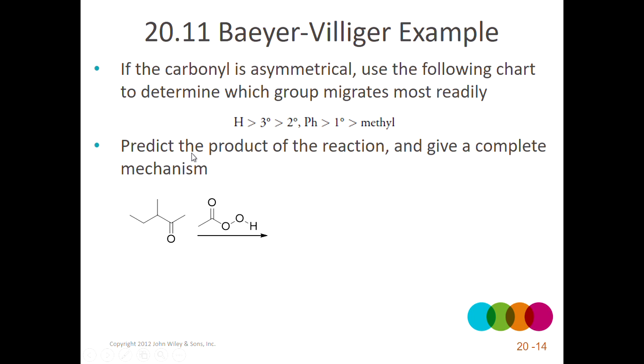So when it comes to which groups are most able to migrate, this is the order that shows which groups are most likely to migrate. This is on your formula sheet. So hydrogen is greater than tertiary, greater than secondary, etc. That means hydrogen migrates the easiest, most readily. Then a tertiary R group, then a secondary R group, then a phenyl or aromatic ring, then a primary R group, then a methyl. Methyl is the slowest.